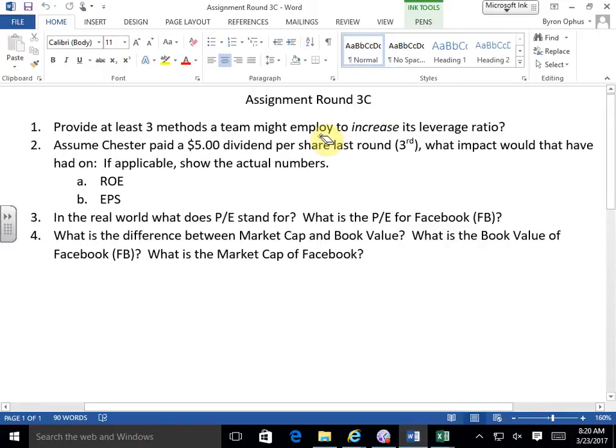Well, let's see, we could increase, and I don't even know if this is an answer, but we could increase capacity in the low end. We could increase capacity in the high end, and we could increase capacity in the traditional segment. Well, that's all one answer, okay? So keep it a little bit more general than that when you're providing me the answers. But this says provide at least 3 methods a team might employ to increase.